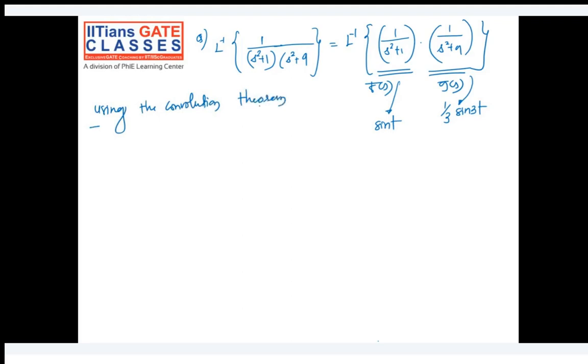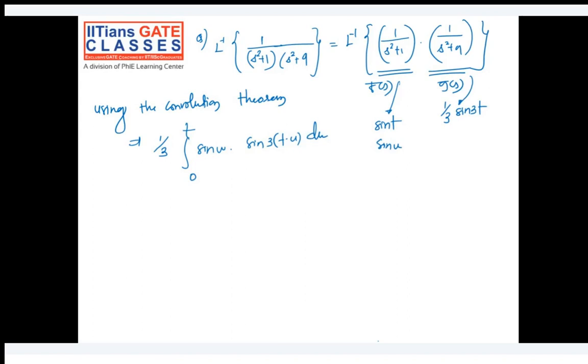Okay. So using the convolution theorem, we can write 1 upon 3 integration 0 to t sine of u, because here sine t can be written as sine u, into sine of 3 times (t minus u) du. Okay, we can write it like this using the convolution theorem. I'll not repeat it now. You know how to write it, same as the previous question.